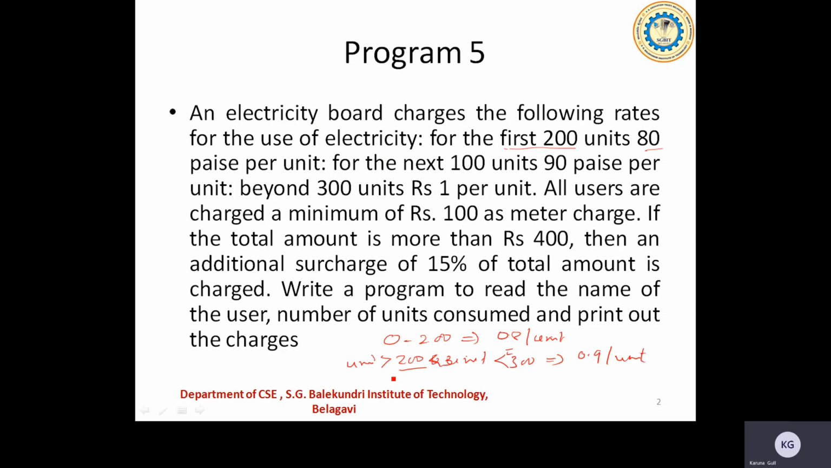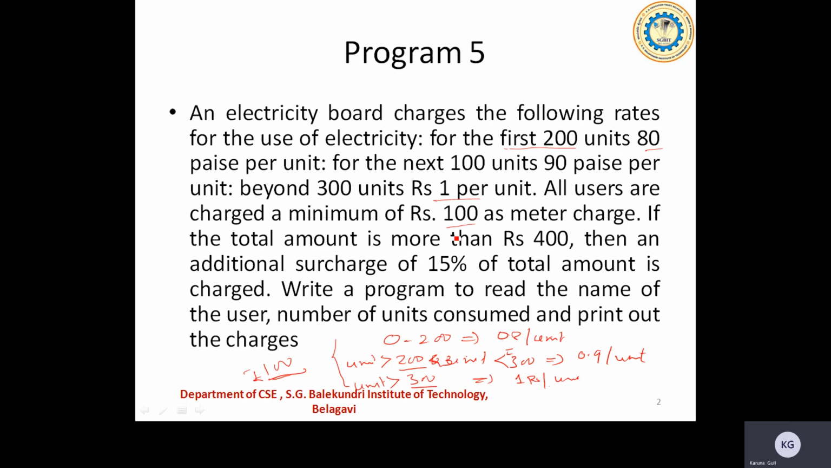Next is beyond 300 units. So units greater than 300, you need to pay 1 rupee per unit. This is what is given there. All the users are charged a minimum of 100 rupees. Whether you consume the units or not, minimum you have to pay 100 rupees, and we call it a meter charge.